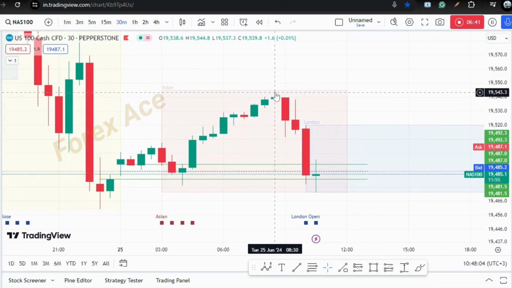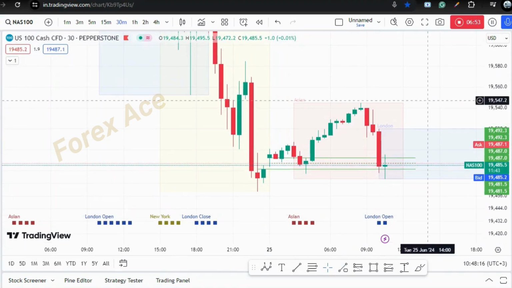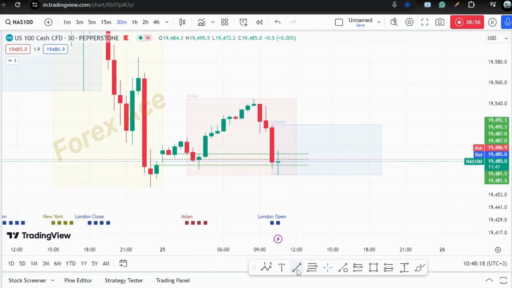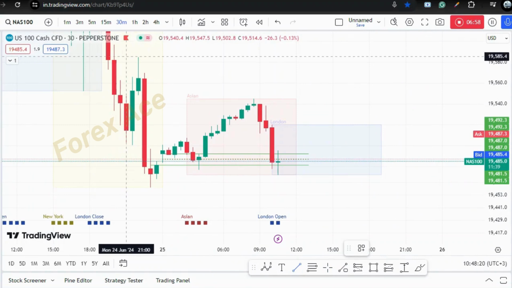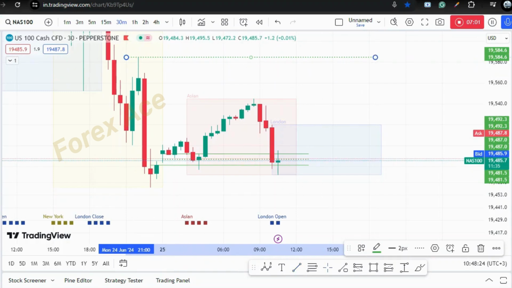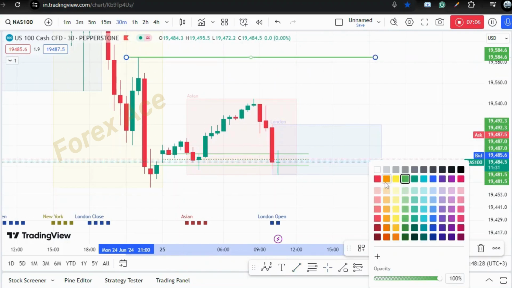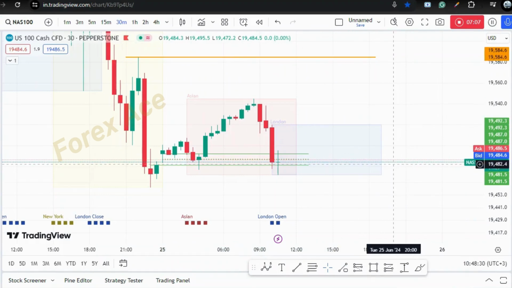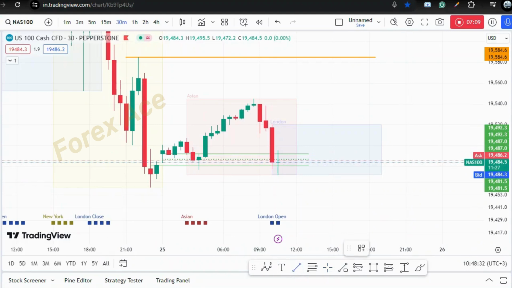When you're scalping London open, guys, I want you to focus on the Asian high and the Asian low. You're not trading anything apart from the Asian high and the Asian low. So if you look, what's our trading range? This is our trading range. Can you see this one? That's our trading range.